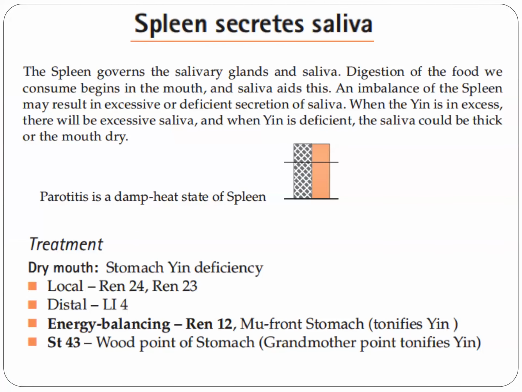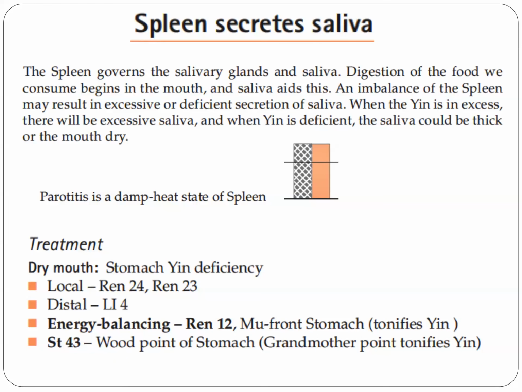Spleen secretes saliva. Earlier our topic was the spleen, Doc. The spleen governs the salivary glands and saliva. Digestion of the food we consume begins in the mouth and saliva aids this. An imbalance of the spleen may result in excessive or deficient secretion of saliva. When the yin is in excess, there will be excessive saliva, and when yin is deficient, the saliva could be thick or the mouth would be dry.